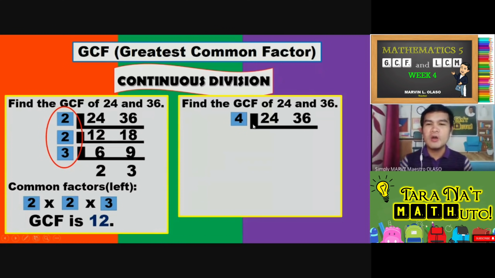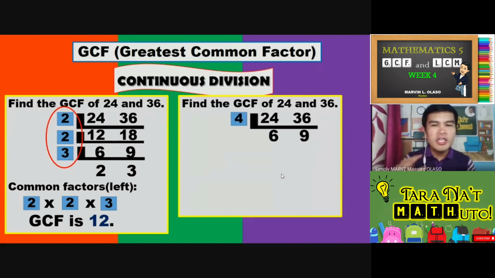So let's divide now. 24 and 36 ay pwedeng i-divide sa 4. So we have 24 divided by 4, we have 6. 36 divided by 4, we have 9. So meron pa bang number na pwedeng i-divide sa 6 and 9? So continuous lang, ibig sabihin ng continuous, i-divide mo ng i-divide kapag pwedeng i-divide.